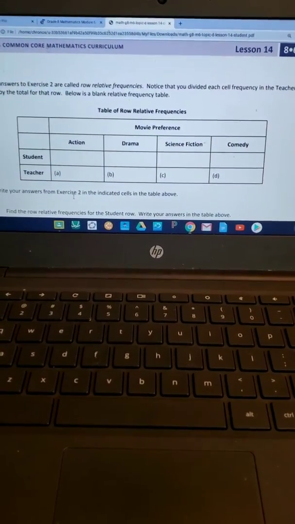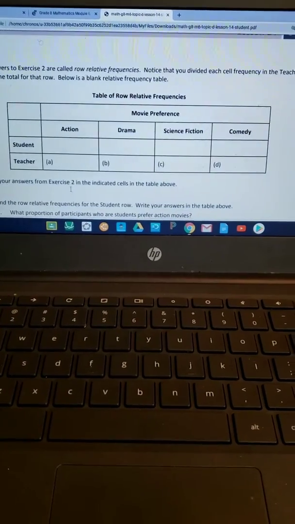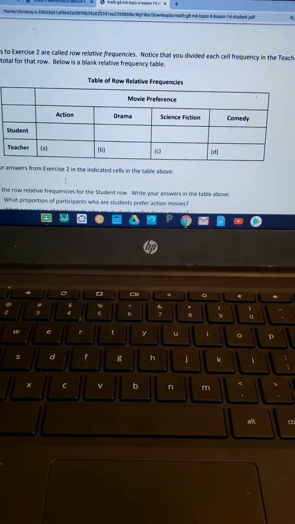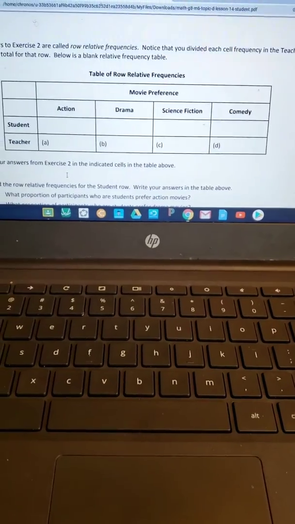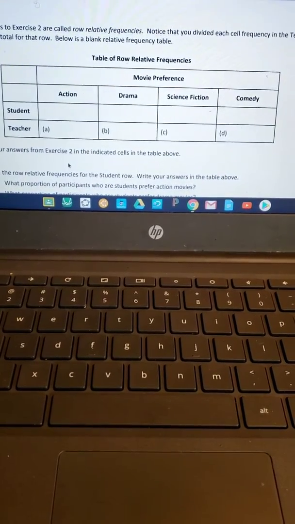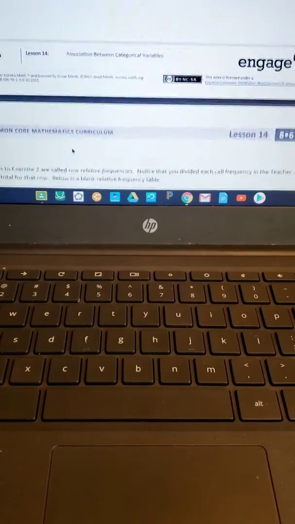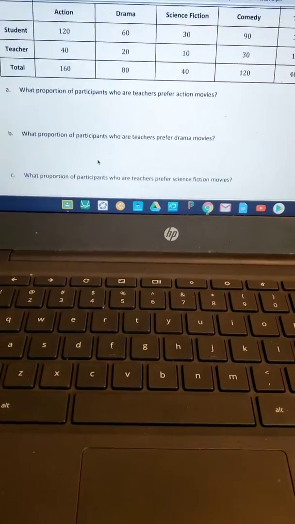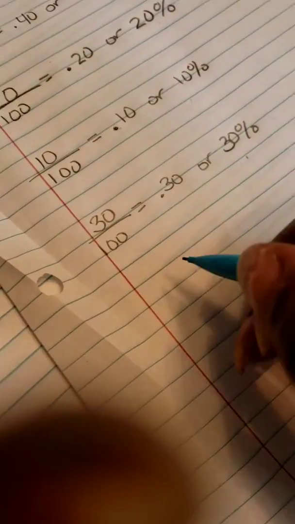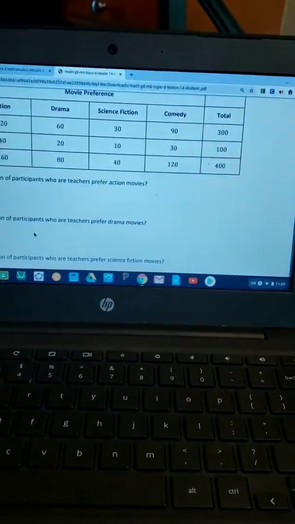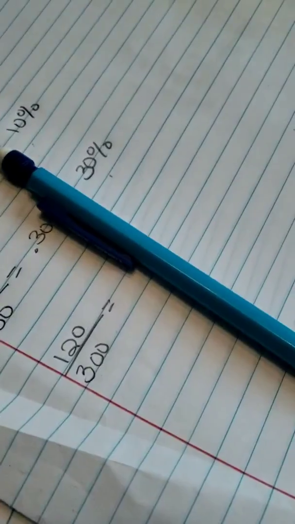It says, find the relative frequency for the students row. So you're going to fill in the chart now for the students. I'm going to go back up so that I can see my numbers, and then I'm going to do the same thing for the students columns. For action, I'm looking at my chart. I have 120 students that like action movies, and this is out of 300 students. So 300 will be my denominator. I'm going to then get a calculator up.